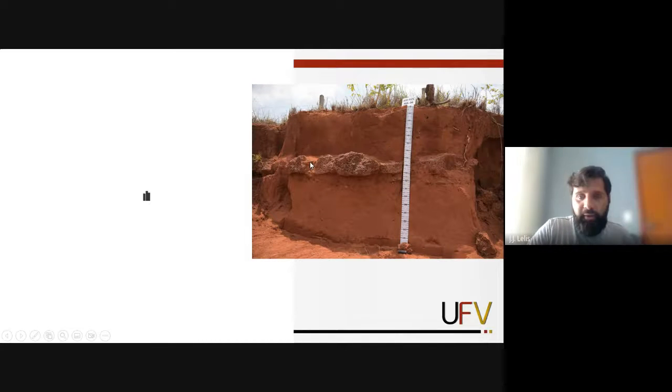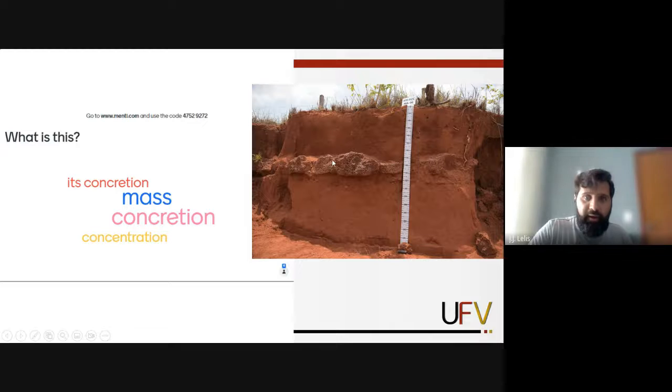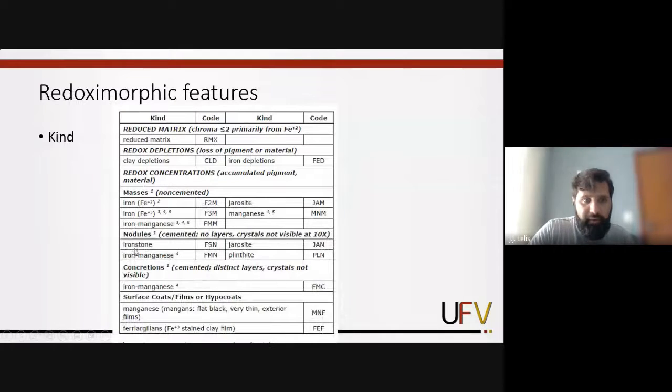And here we can see layers, so it's a nodule, okay, and it's an ironstone because we have a lot of material cemented, and we have this material that's rich in quartz, in iron, and let's see another one. Okay. It's an ironstone or iron manganese or jarosite or plinthite.